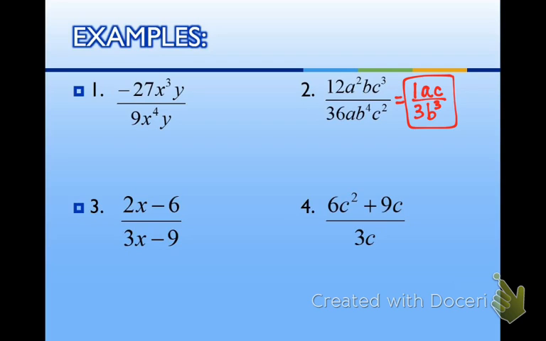So when we factor, what's the first thing we should always look for? A GCF. Do I have a GCF in the numerator? 2. And when I factor out a 2, what's left? X minus 3. Now we're going to pause there. Are we all okay with how we factored out a 2?